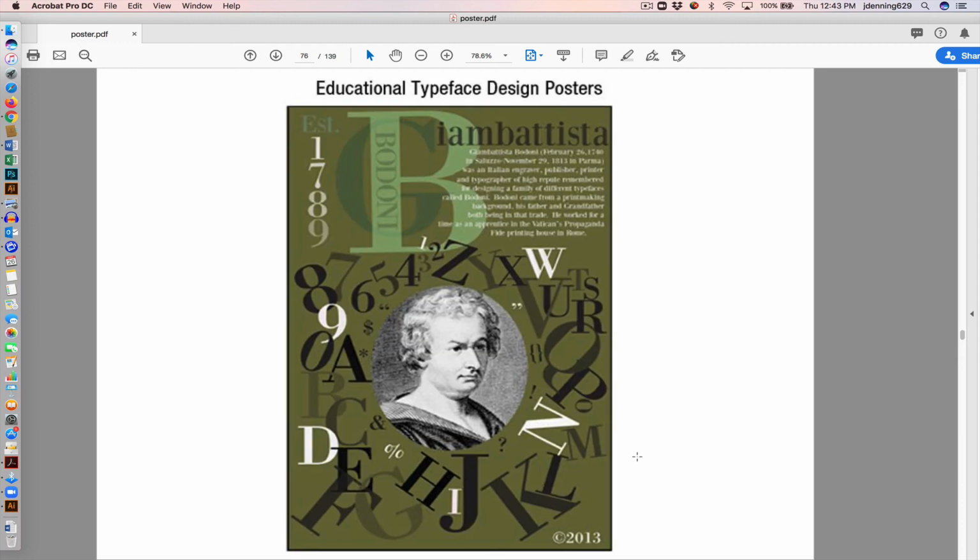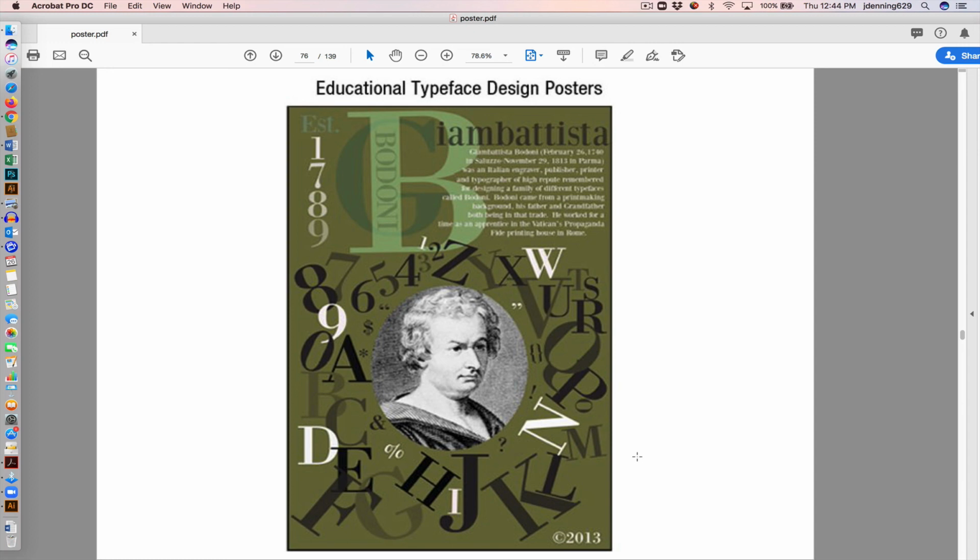So you are going to be designing your own poster, but it's going to be really specific. It's going to be an educational typeface design poster. So first you want to find a typeface that's historically significant. Then you want to research the designer that created it or the designer that it's inspired by.